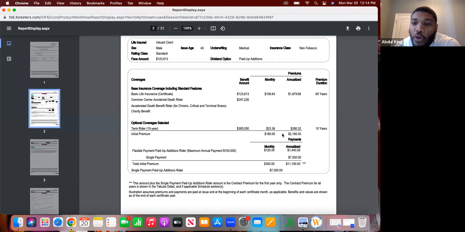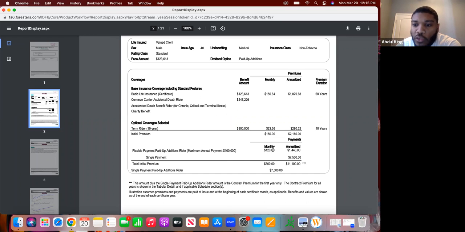All right, now we only get paid on our initial premiums. So when we talk commission, we're not going to get paid on the whole 300. We're only going to get paid on the initial premium, which is the 180. That's 60%. Because we only get paid for the cost of insurance, because that other 40% is only going to his cash value so that it can build.